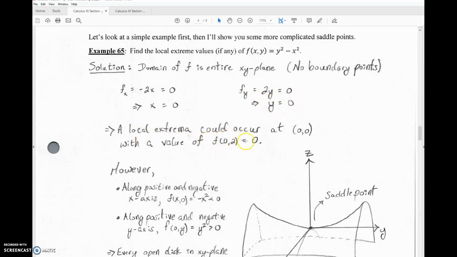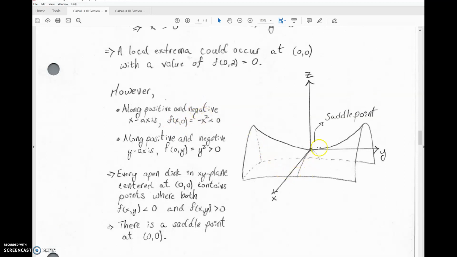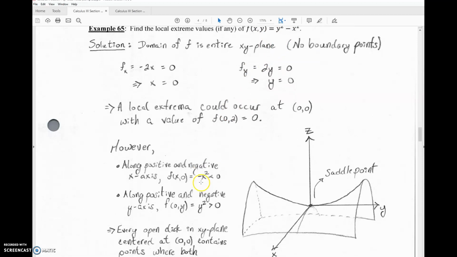So a local extremum could occur at (0, 0), with the value of f of 0, 0, which is 0. However, along the positive and negative x-axis, f of x, 0 is minus x squared. Along the x-axis, y is equal to 0. So you can kind of see that minus x squared right in here, which is an upside down parabola.